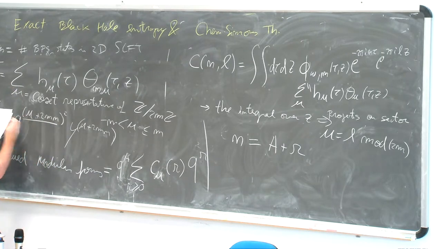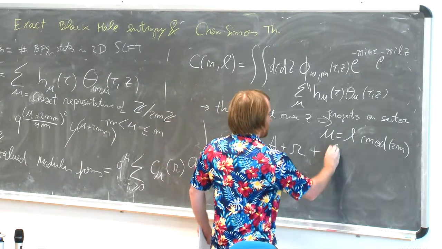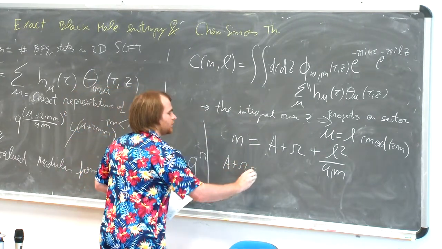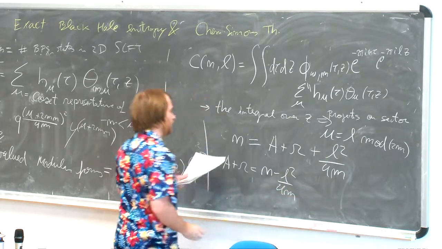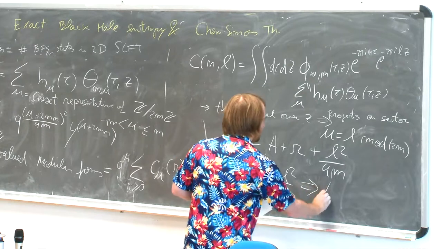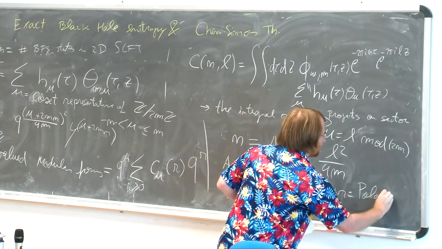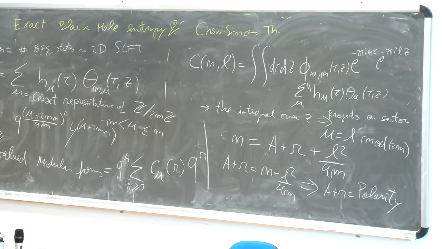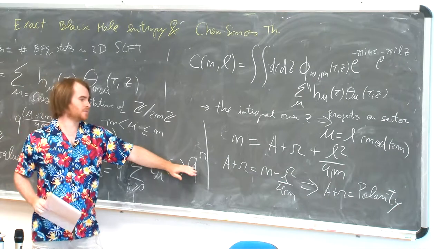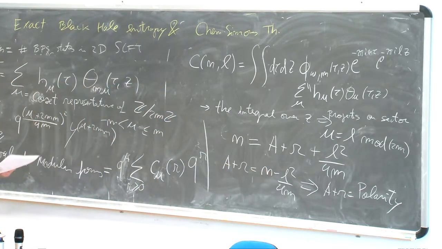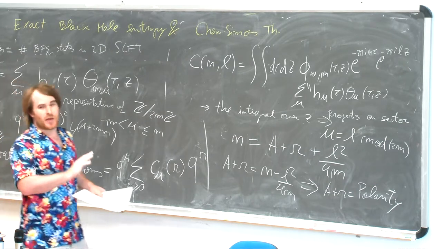Plus l squared over 4m. So then you find that A plus r equals minus l squared over 4m. And you can show, I'll leave this as an exercise, that A plus r is just the polarity of the state. So these functions h mu only carry information about the polarities of the states, about this charge, this combination of n, l, and m. Okay, this seems very abstract, but I will give examples.